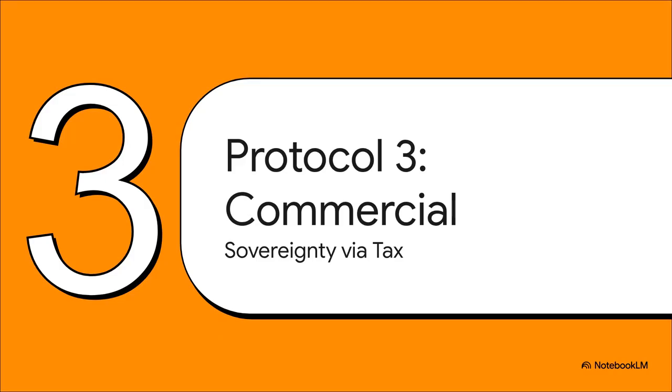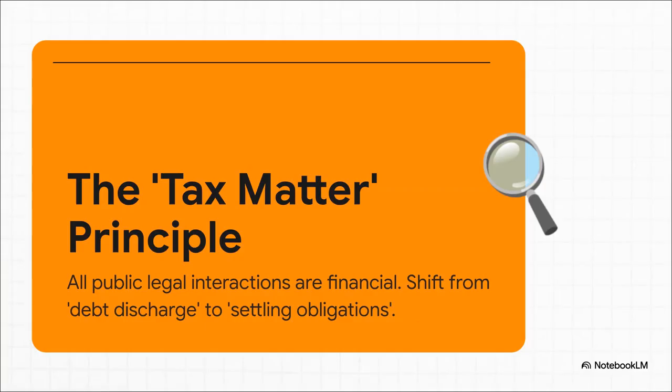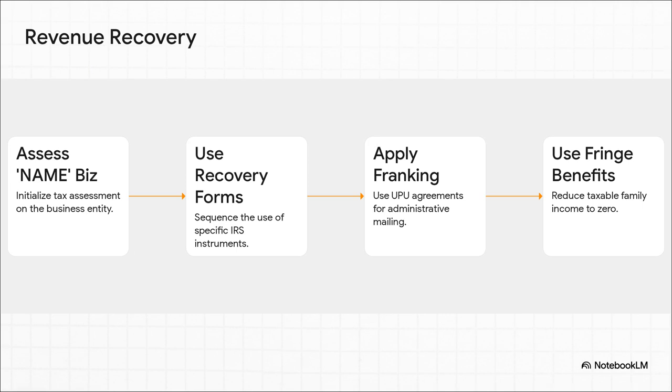All right, next up is Protocol 3, and this is where we get into commercial engineering. This protocol is all about leveraging specific financial and tax mechanics to manage any and all interactions with the public system. The central theory here is something called the tax matter principle. It posits that pretty much all public legal interactions are, at their core, financial and tax-based events. So the strategy is to shift your entire mindset away from discharging debt and towards settling obligations using things like credits and offsets.